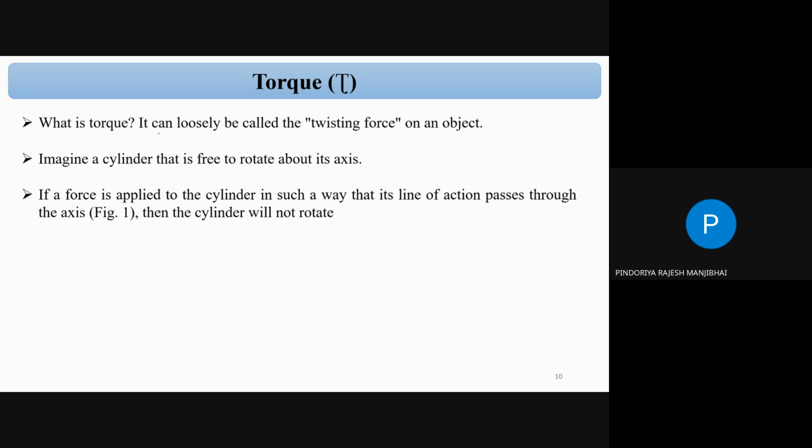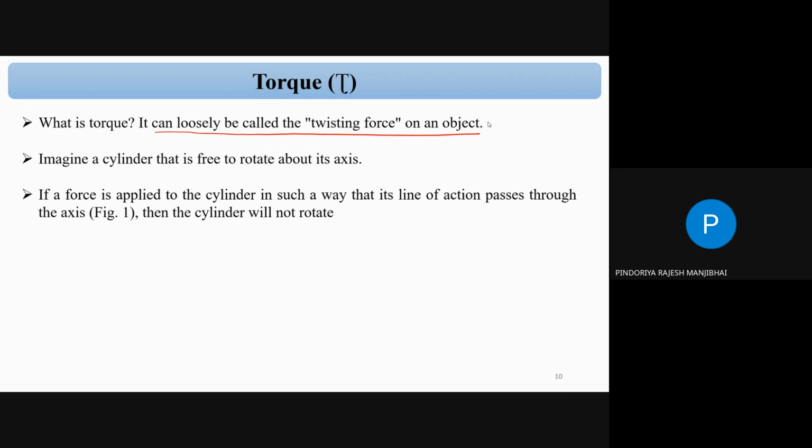So what is torque? Torque can loosely be called the twisting force on an object. Suppose somebody asks what torque is: torque is nothing but the twisting force on the object. That is the simple way to say it.